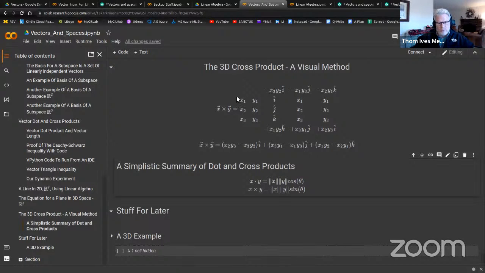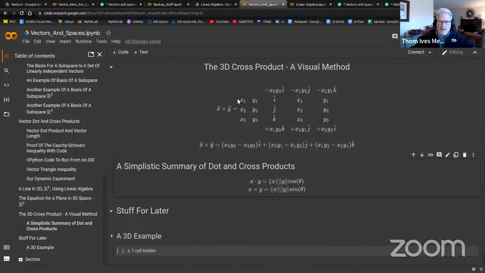So this is purely diagonals. We don't wrap around. But what I did was I wrote these vertically. Then I wrote, according to rows, X1 and Y1 are both along the I hat direction. And X2 and Y2 are in the J hat direction. And X3 and Y3 are in the K hat direction.